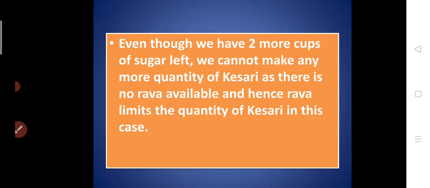So we can't make any more quantity of kesari because we don't have rava, we have only one cup of rava, and 1 cup of sugar alone we are using, so that we can get 6 cups. Even if you have an extra cup of sugar, we can't use that because we have only 1 cup of rava. So because of that 1 cup of rava, we can't use the extra quantity of sugar. So sugar is the excess reagent. Because rava is in a lesser amount, that will be the limiting reagent.